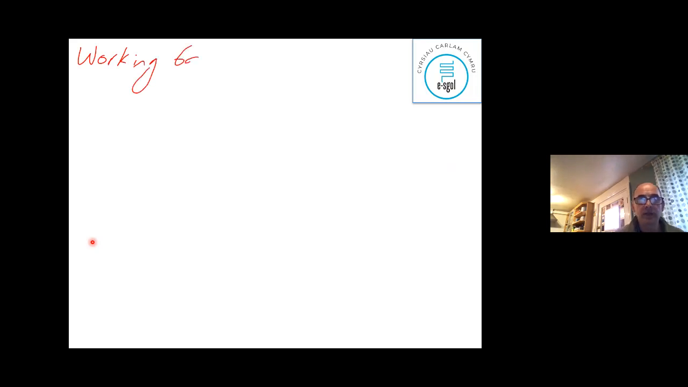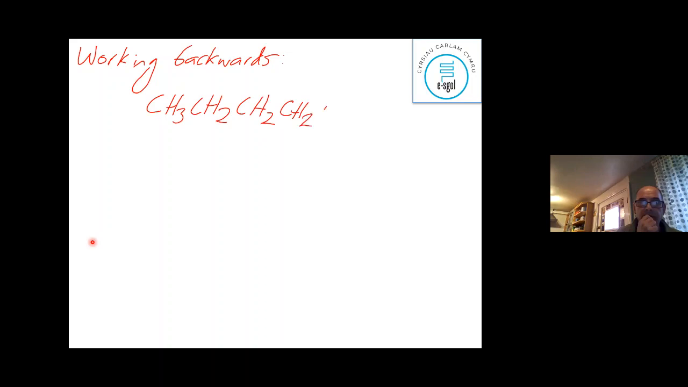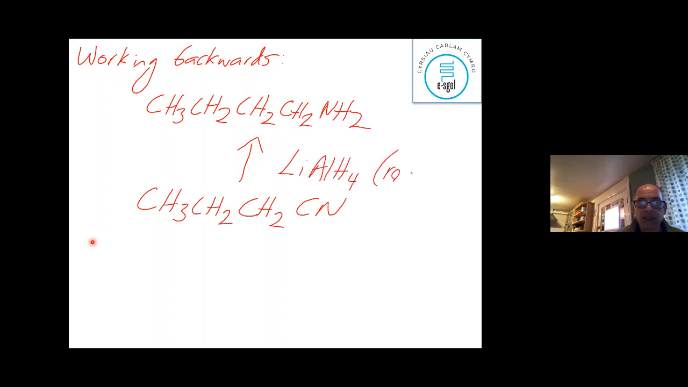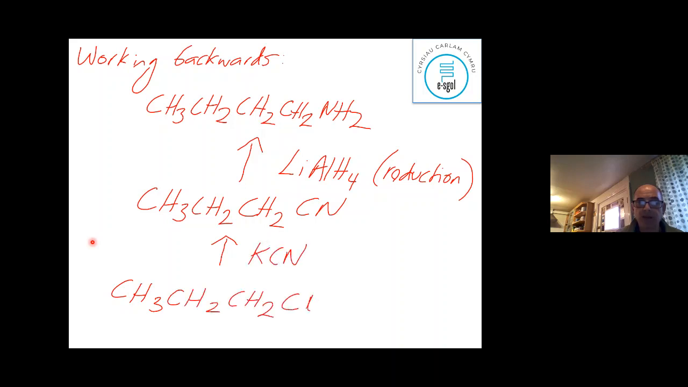If we're working backwards, the product that we're after is butylamine. We can get that formed from the butanenitrile by reduction with lithium aluminium hydride. The nitrile can be formed from a halogenoalkane. If you notice from this step to this step, we've added a carbon, KCN or HCN.